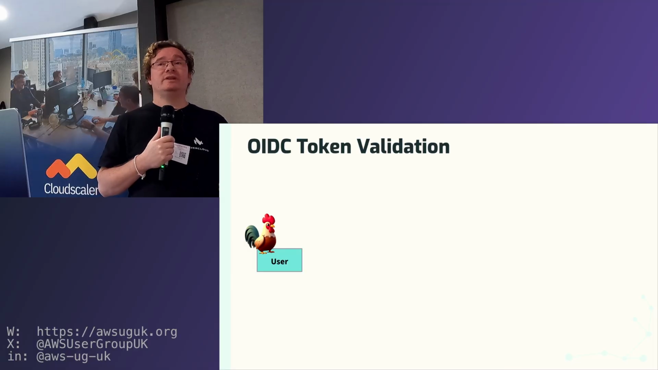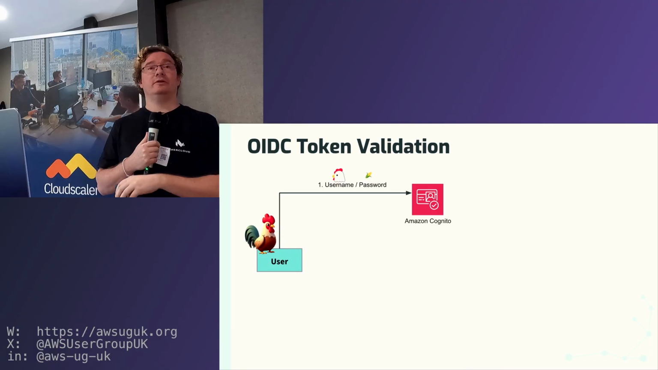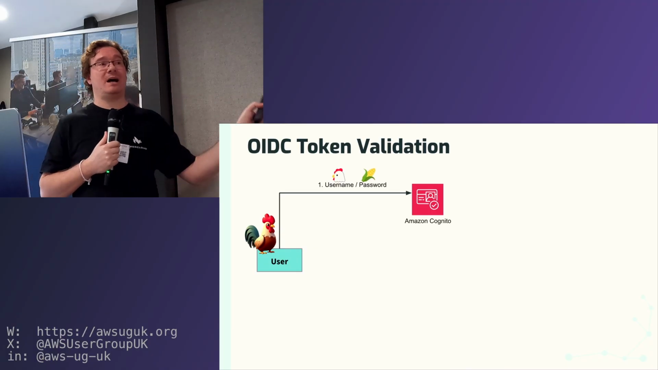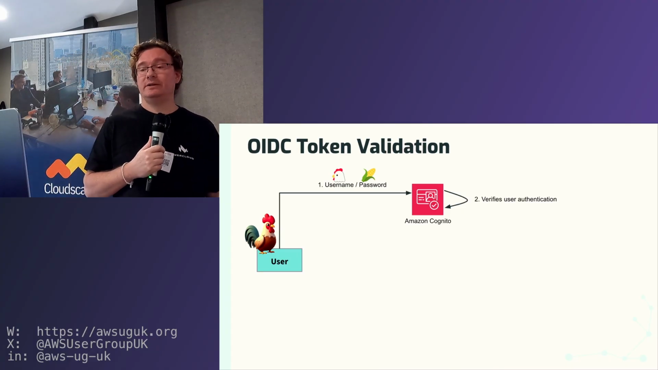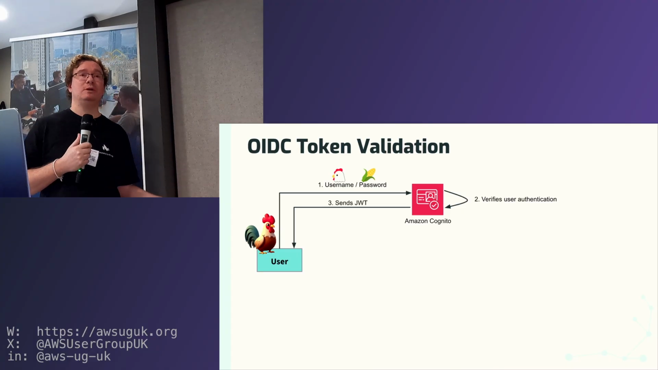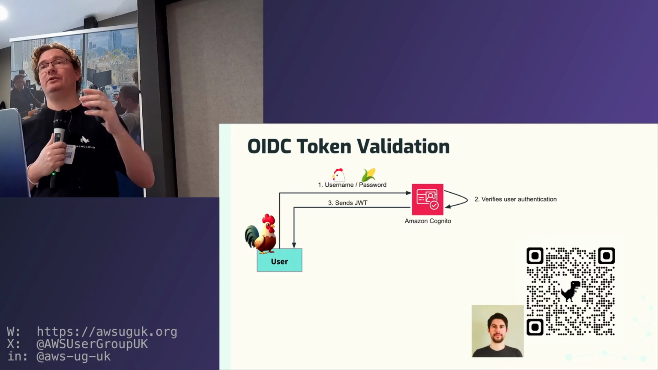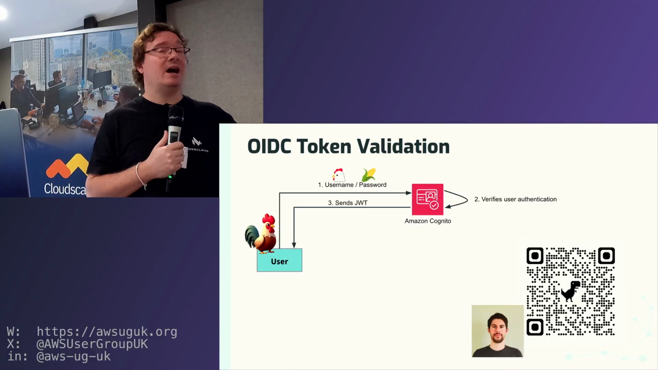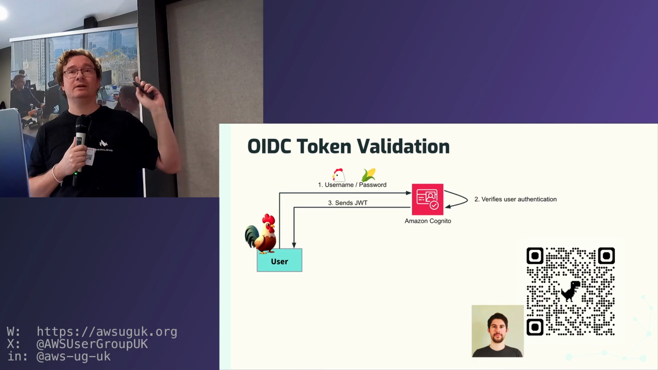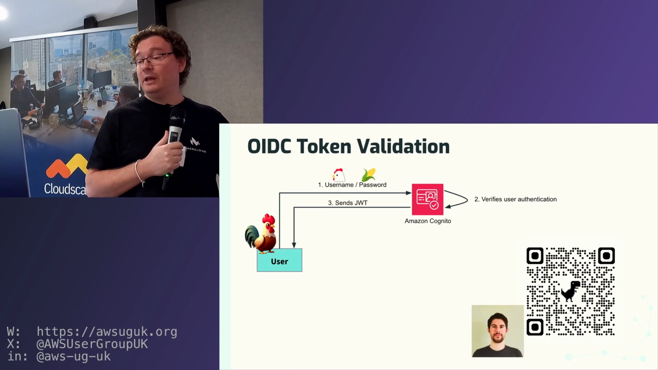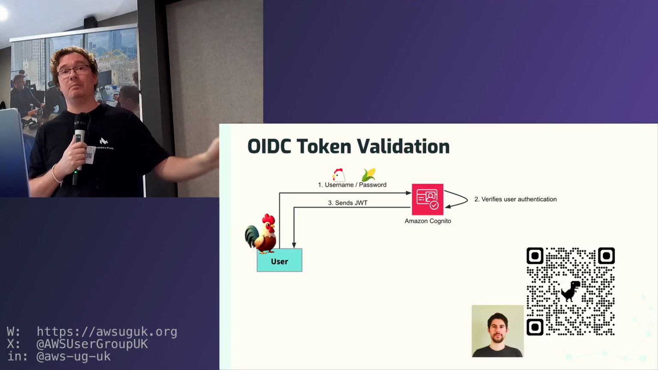How users authenticate into Cognito. A user is going to hit some sort of UI, and type their username and password. Cognito is going to verify those credentials, and then send back a JWT. If you're not familiar with JWT, I recommend checking out this article from a good friend of mine, Luciano Mammino. He's a serverless hero. Probably you've heard that name before. He wrote a great article explaining what a JWT is, how it works, how it's composed.